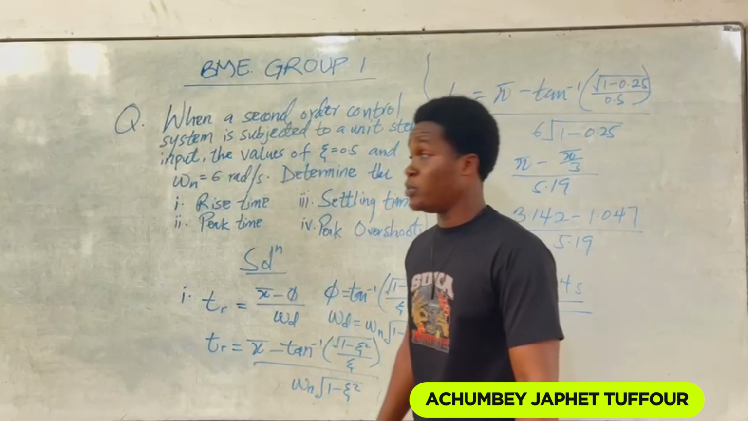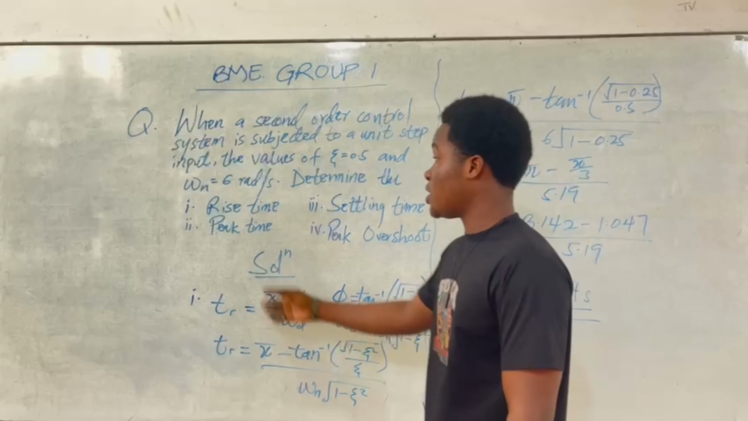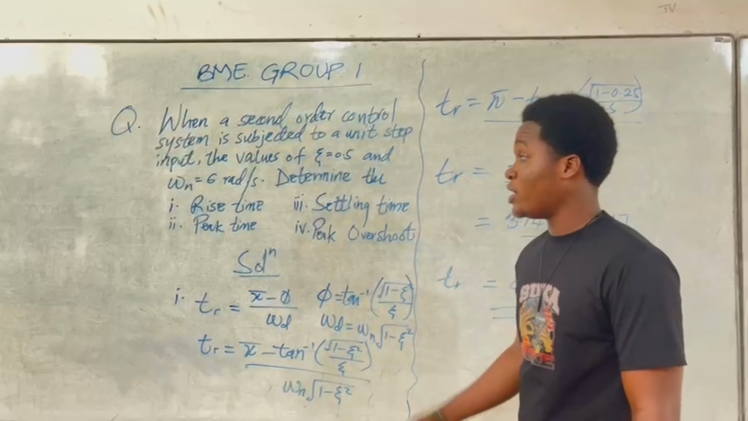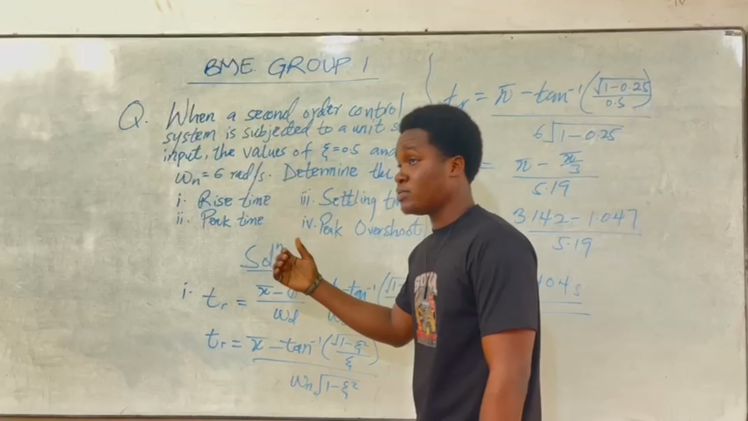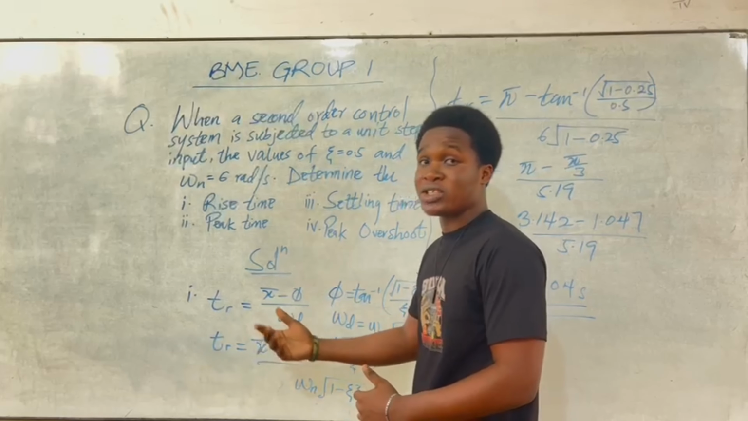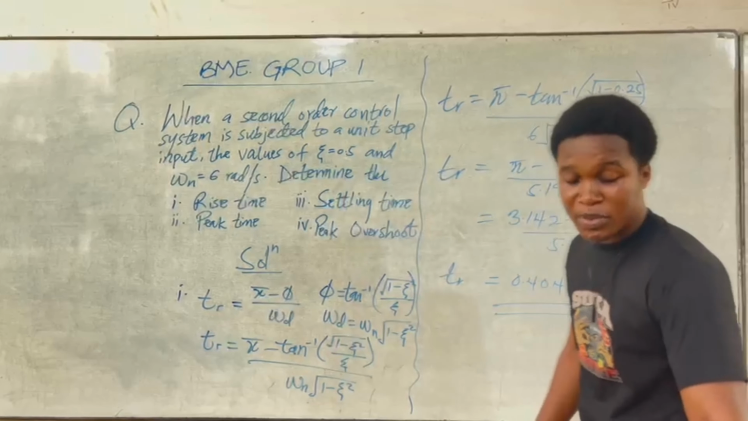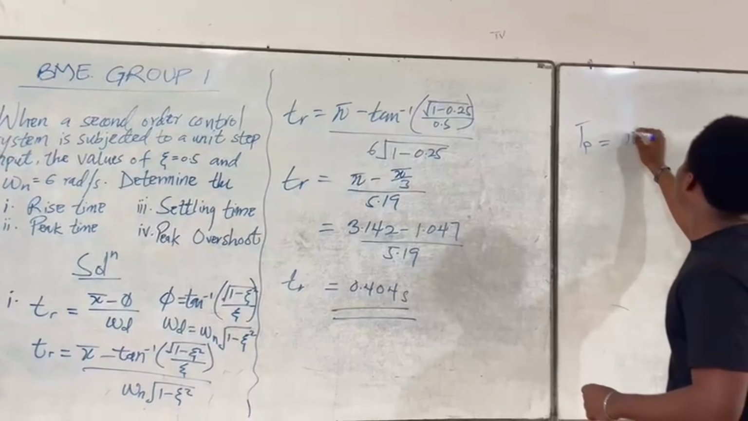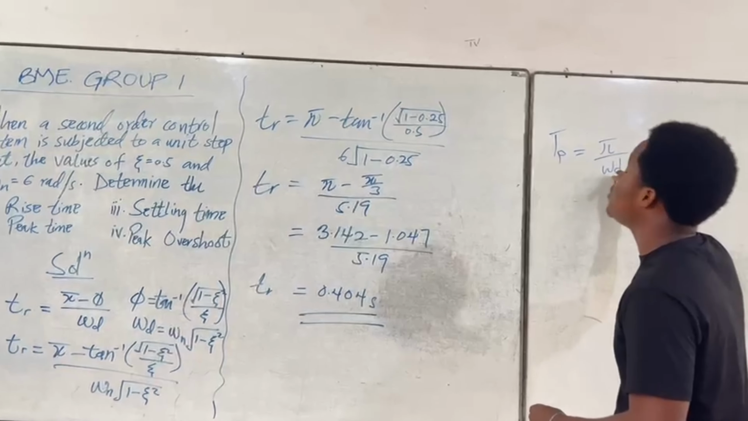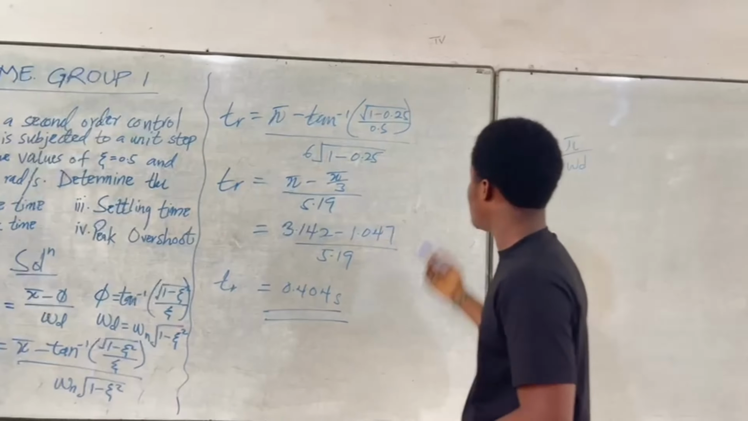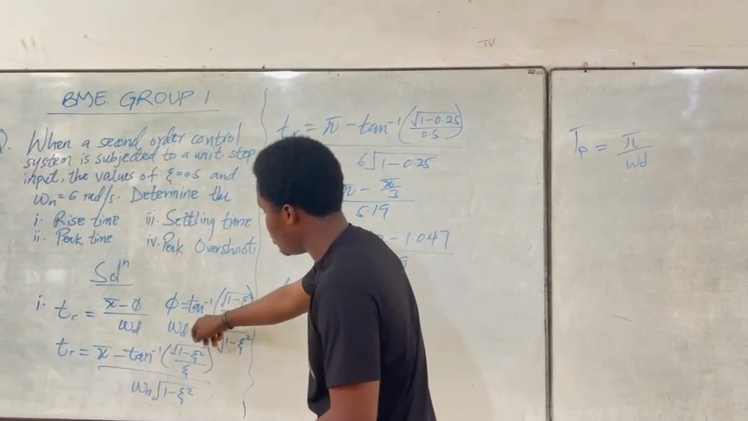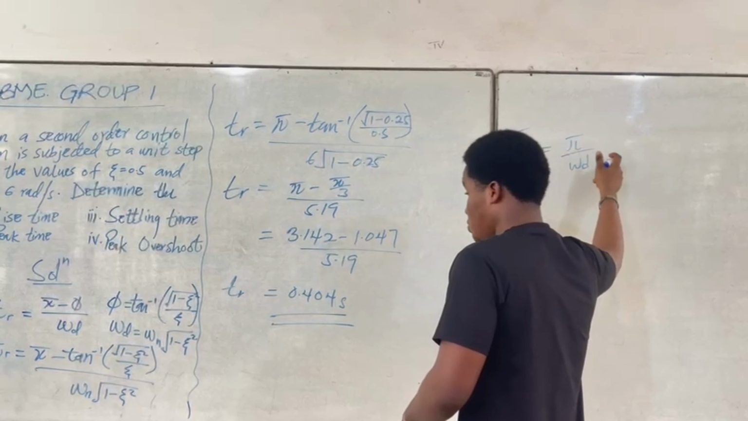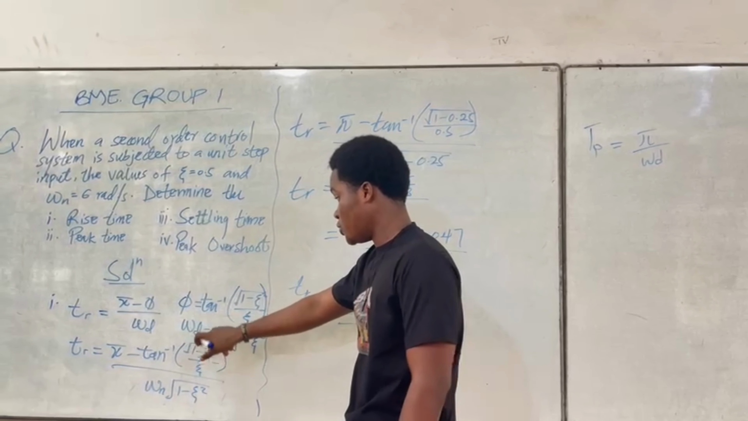My name is Jafet Achimbe, and I'll be speaking about the peak time. The peak time is the maximum value a system reaches when an input signal is applied to it. The peak time is given by TP equal to pi over WD, where WD is the damped frequency. My friend has already given the expression for WD right here. So let's say for instance we are finding TP. There's the expression for TP, so we use this expression to find WD.